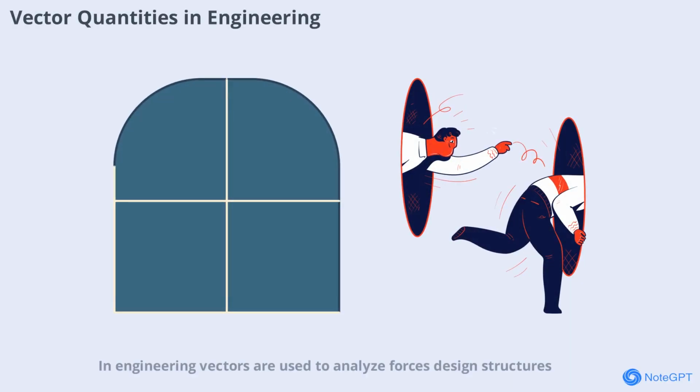In engineering, vectors are used to analyze forces, design structures, and optimize systems. For example, when designing a bridge, engineers calculate the direction and magnitude of forces to ensure stability and safety. Vectors are essential tools in the engineering toolkit.